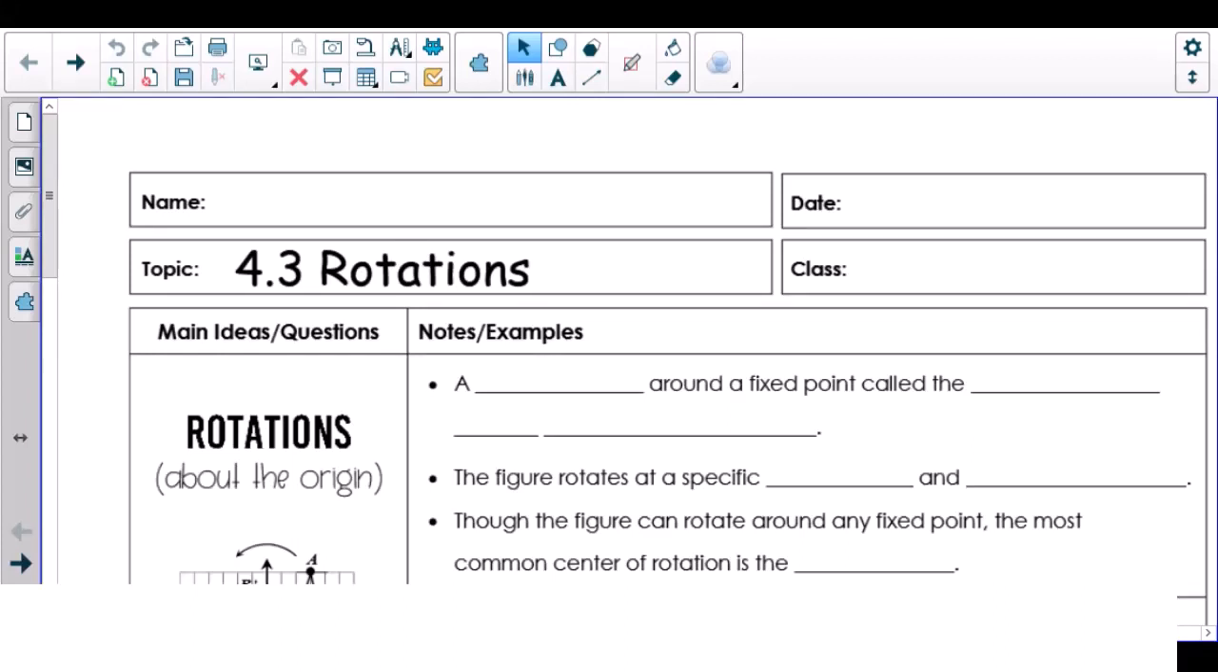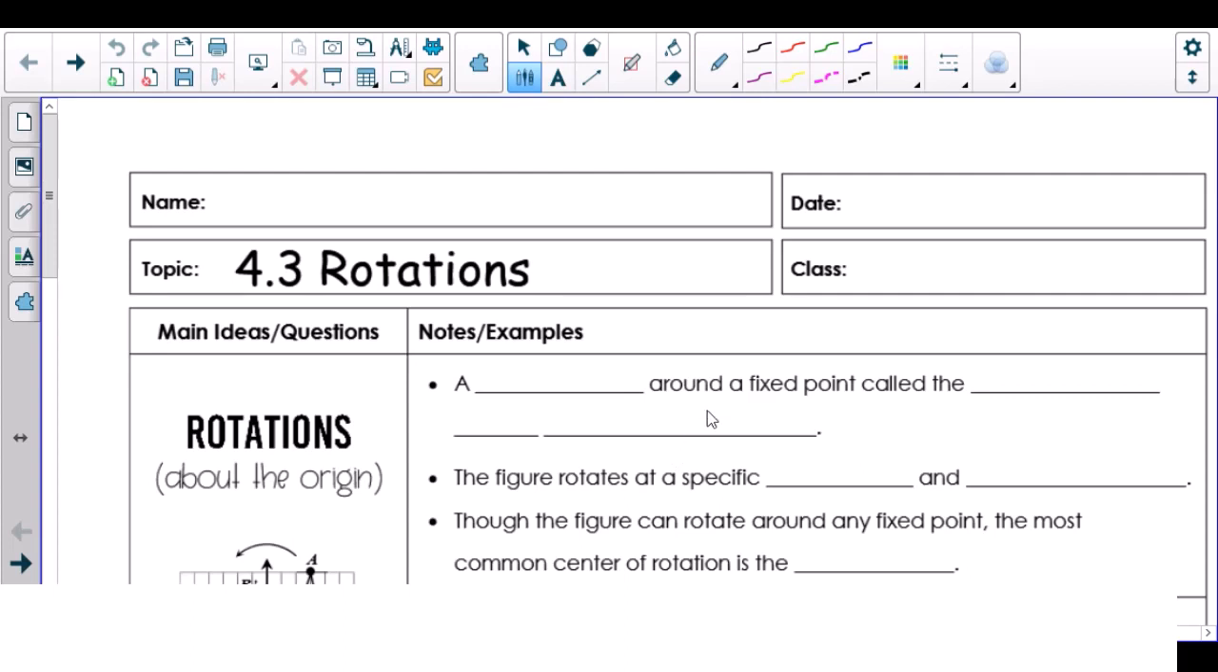Okay, well, welcome back to another session of notes. And today we're looking at 4.3 rotations. It's the third of the transformations that we're looking at.